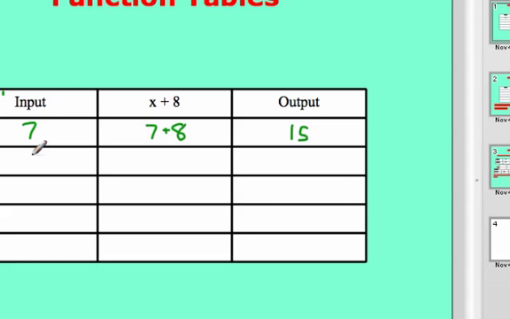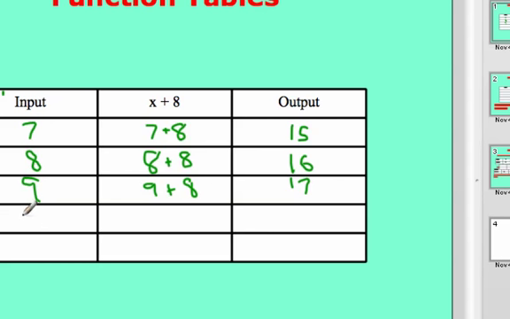Let's try another one here. If we write in 8 for our input, we'd have 8 plus 8. We'd substitute 8 for x, and the other 8 was already there to begin with. 8 plus 8 is 16. That's what we're going to get for our output. If I wrote 9 over here, we'd have 9 for x, and then we would add 8 again, and we'd get 17.